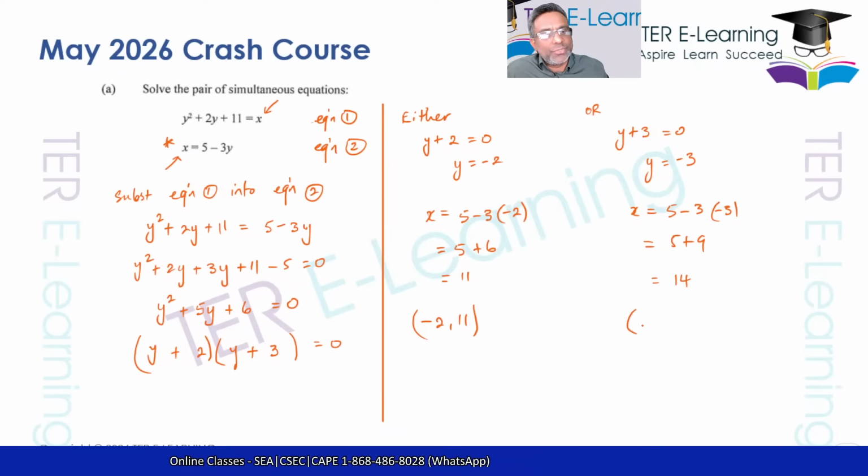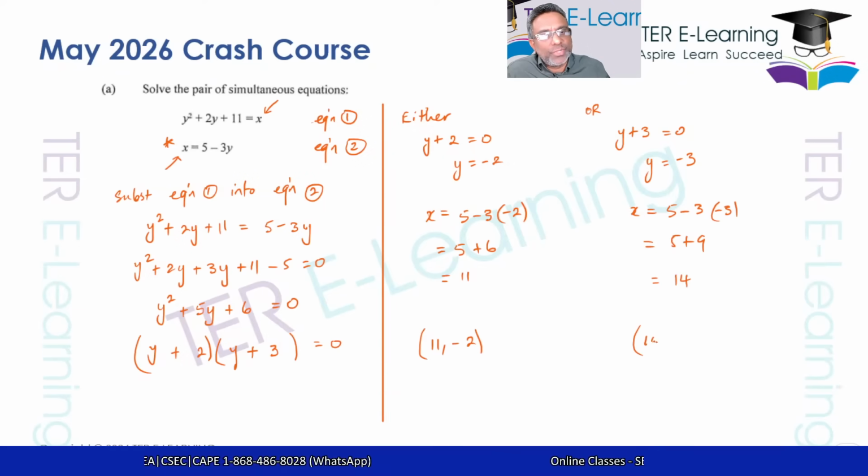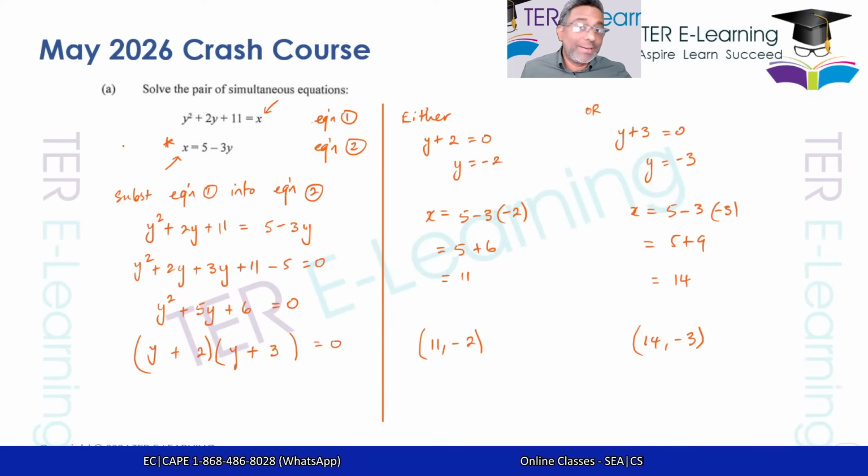So therefore, the second solution is going to be, all right, sorry, I wrote this wrong. I have this the wrong way around. My bad. In this case here, we had worked out y first. So this is actually 11, minus 2. And this one here is going to be 14, minus 3. Okay? So this is something that could appear in question 8 of your exam.